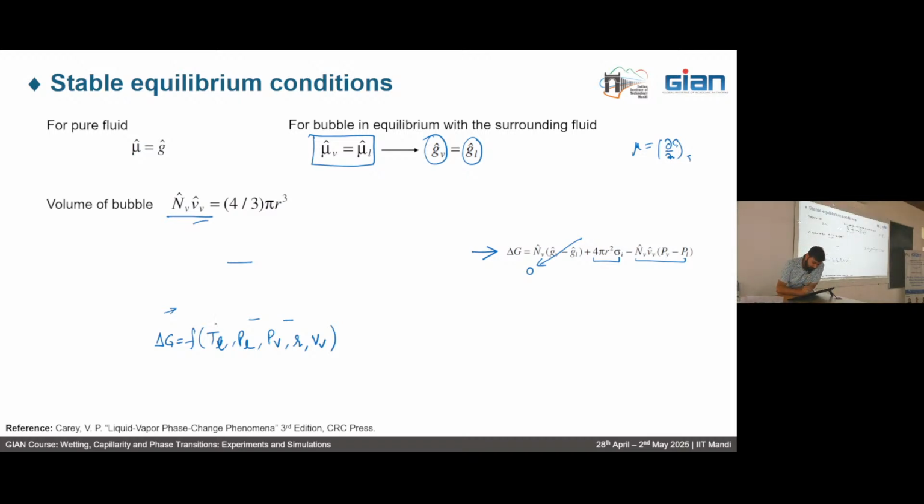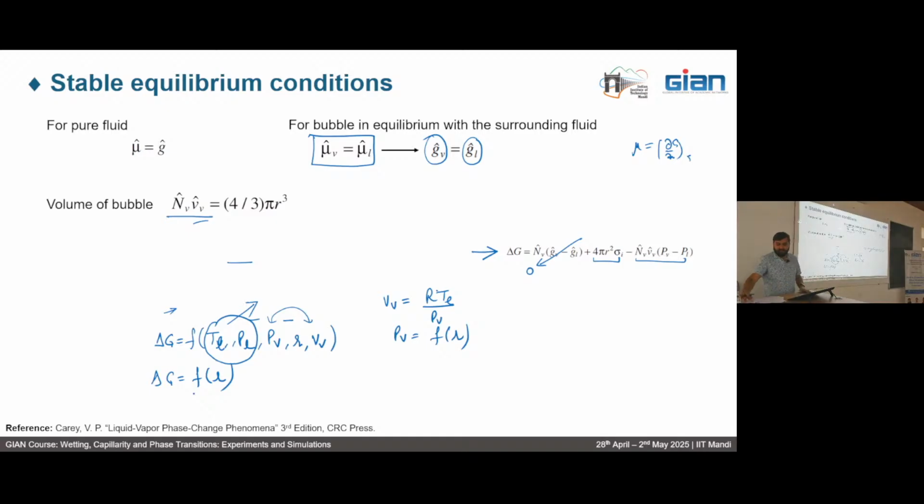Now these two terms are kept constant for the system initially. So it means that we can remove these terms from the ΔG expression. Further, we can simply use the ideal gas law to see that V_V is equal to RT_L by P_V. So it will just depend on one of these two because these two are interconnected. And then using the Laplace equation, we can see that P_V is already a function of radius. So it means that ΔG is just a function of your radius here.